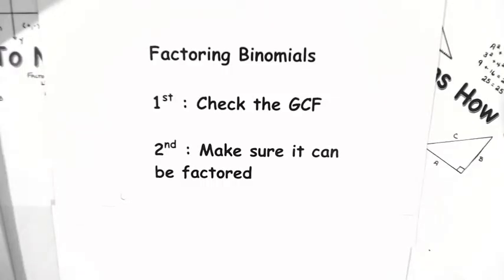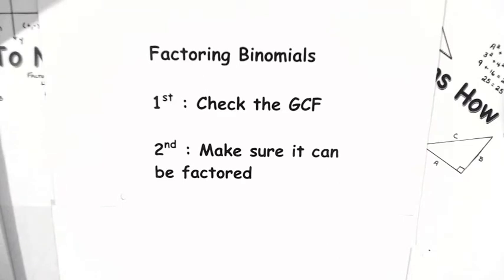Let's talk about factoring binomials. That's polynomials with two terms. Again, every time you go to factor something, the very first thing you're supposed to check is the greatest common factor. Regardless if you're factoring binomials, trinomials, whatever you're doing, the very first thing you're supposed to do is check the greatest common factor. And I've got videos on how to check the greatest common factor. So that should be the first thing you should do.